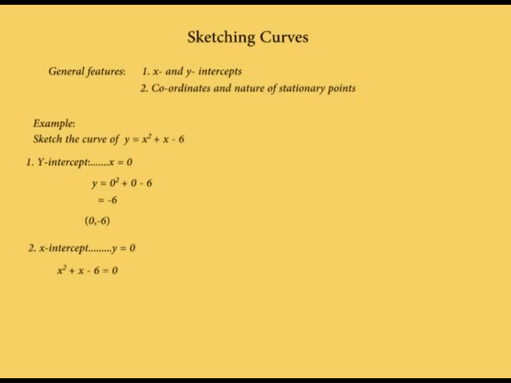Rewrite that. x squared plus 3x minus 2x minus 6 is equal to 0. Factorize. x into x plus 3 minus 2 into x plus 3 is equal to 0. x minus 2 times x plus 3 is equal to 0. If you solve that, you get x is equal to 2 and x is equal to minus 3. So x-intercepts, that is 2, 0 and negative 3, 0.